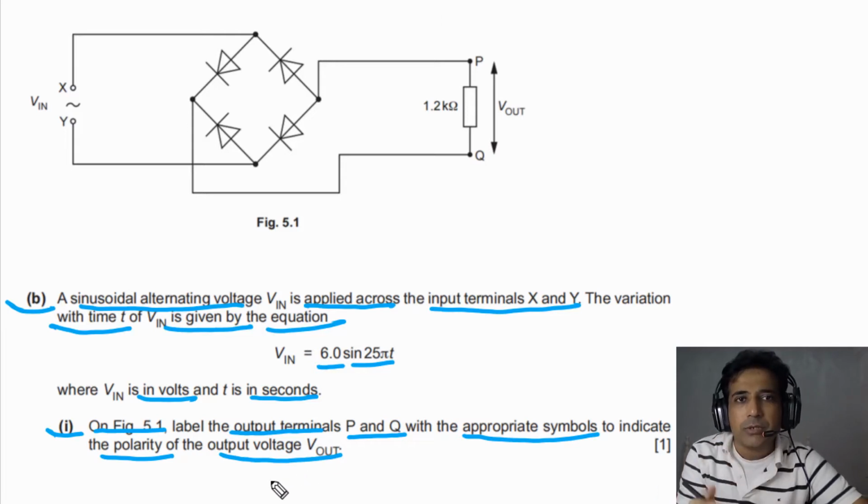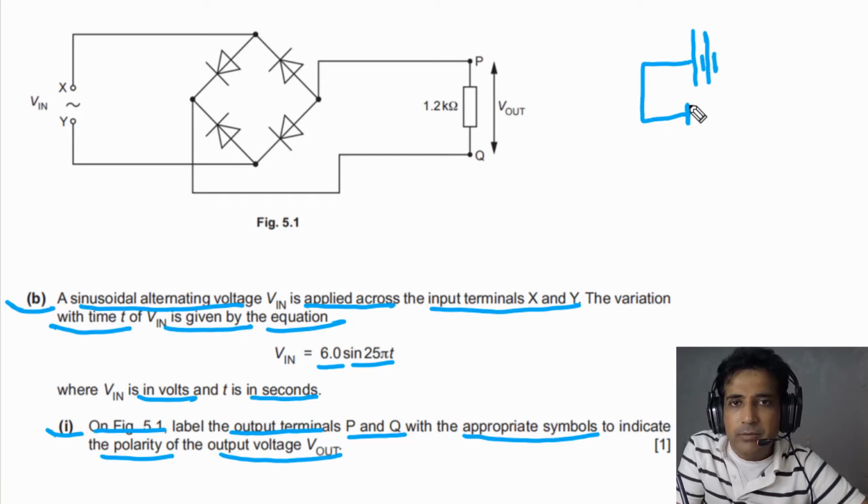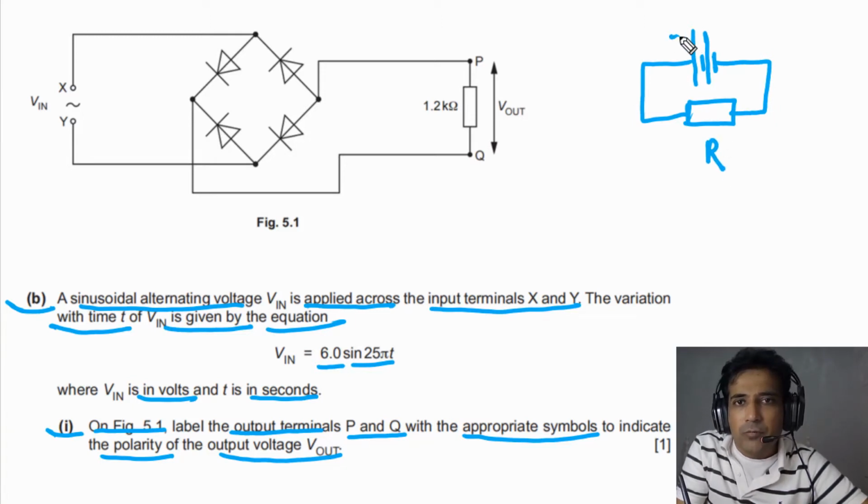Now let's try to understand first of all how we can indicate the polarity. Let's try to understand this one with one very simple example. Imagine that we have a battery and this battery has a resistor that is connected across this battery. So this one is the resistor. So this terminal of the battery is positive and this one is negative.